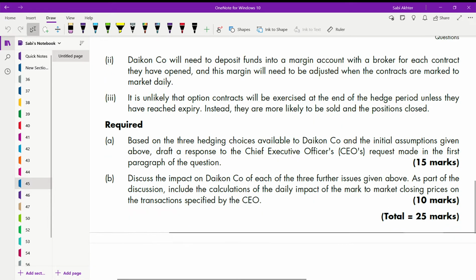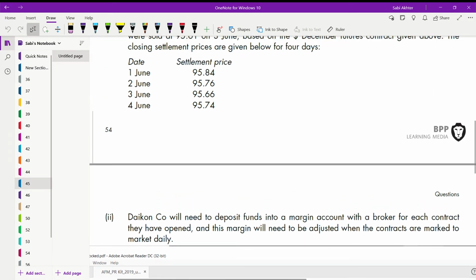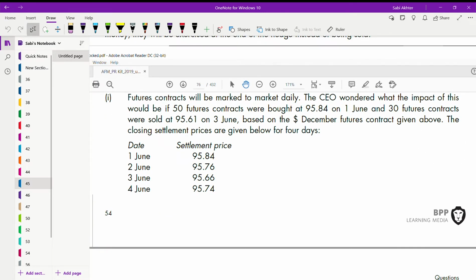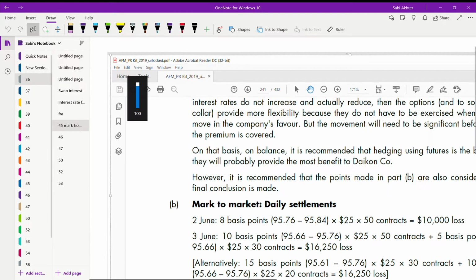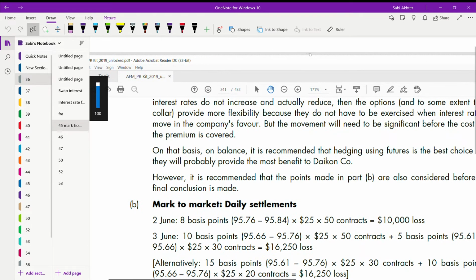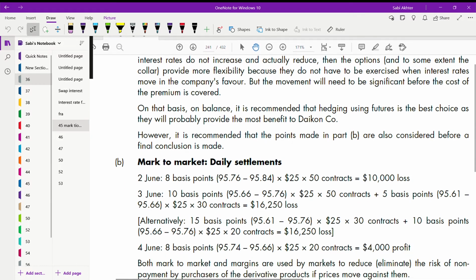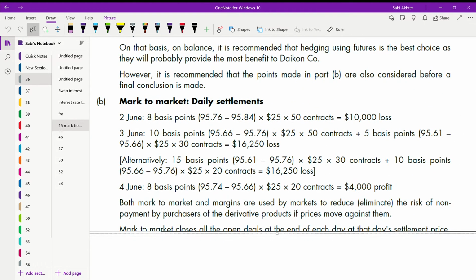Because it comes in part B. So if this question comes like this, you have to find a gain or a loss. I'm sure you know how to do mark to market. So let us do 45. If you see here, my concern is in part B.